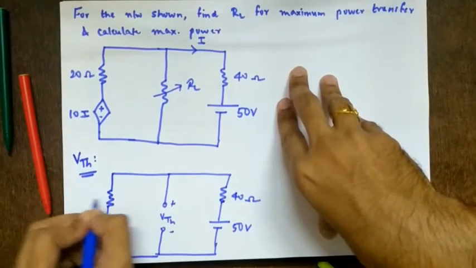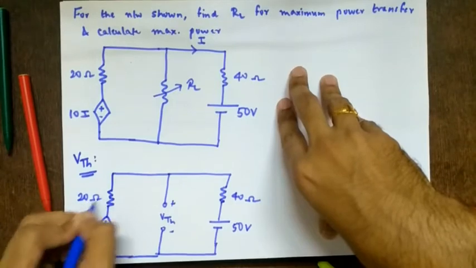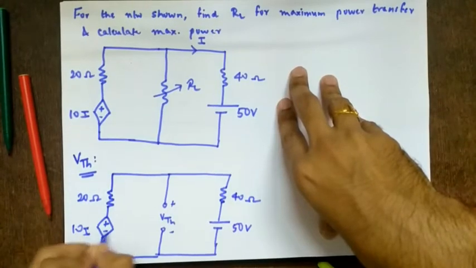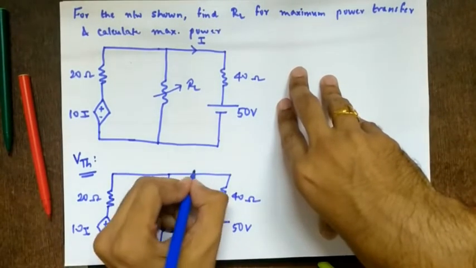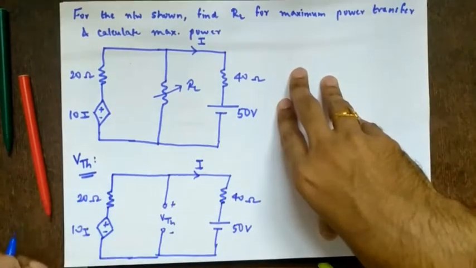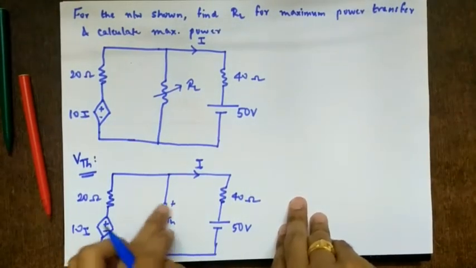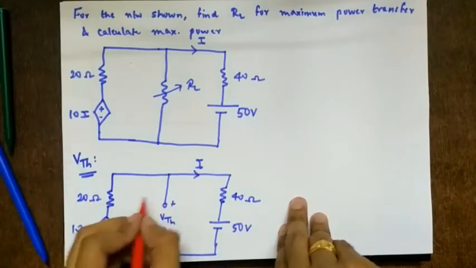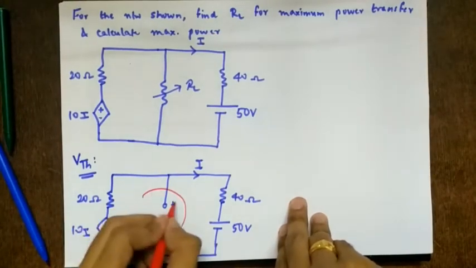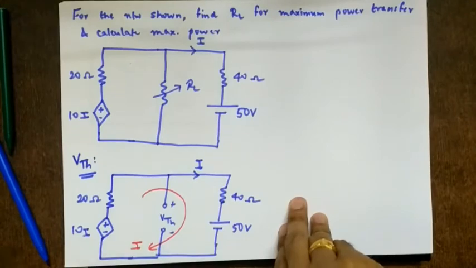This is 50 volts. This is 40 ohms. This is 20 ohms. This is 10I. And what is the difference? We have a dependent source, so we have a dependent variable I. Now you observe these were two meshes here. Now we have only one mesh because this is open. So again we'll have a single current, and can I say that current will be equal to I? So I'll directly take I.